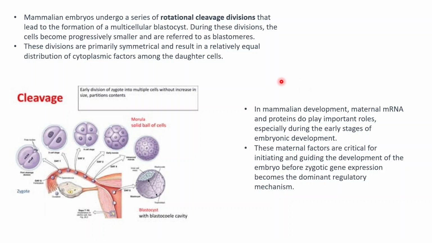And for the simultaneous mitotic divisions, which I was talking about, early division of the zygote into multiple cells without increase in size, partition contents. This is known as cleavage. So the mammalian embryo undergoes cleavage divisions where cells undergo synchronized or simultaneous mitosis to generate more number of cells without increase in volume of the cytoplasm. So with similar volume of the cytoplasm, one cell becomes 2, then 4, 8, 16, 32. So each cell is undergoing simultaneous mitosis.